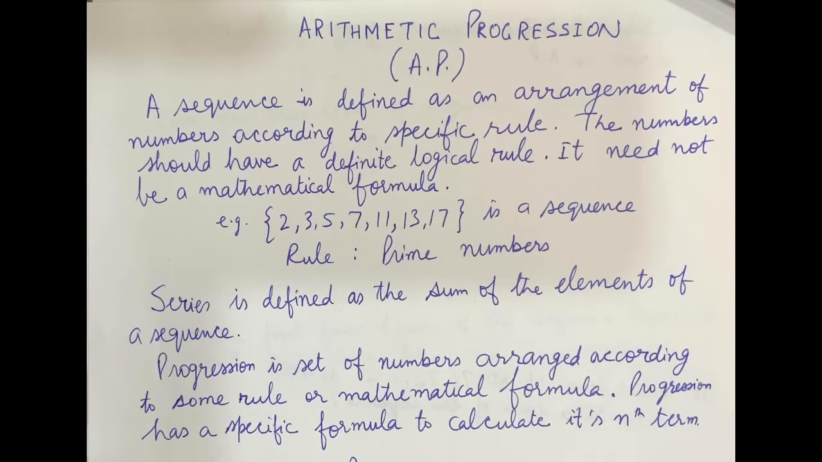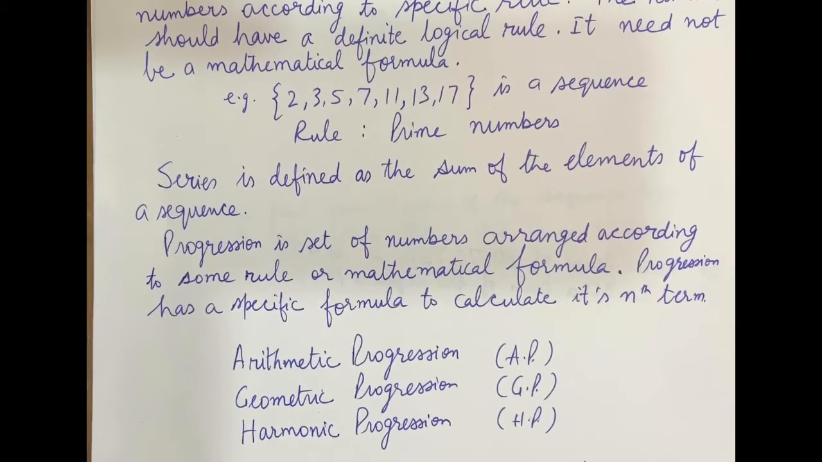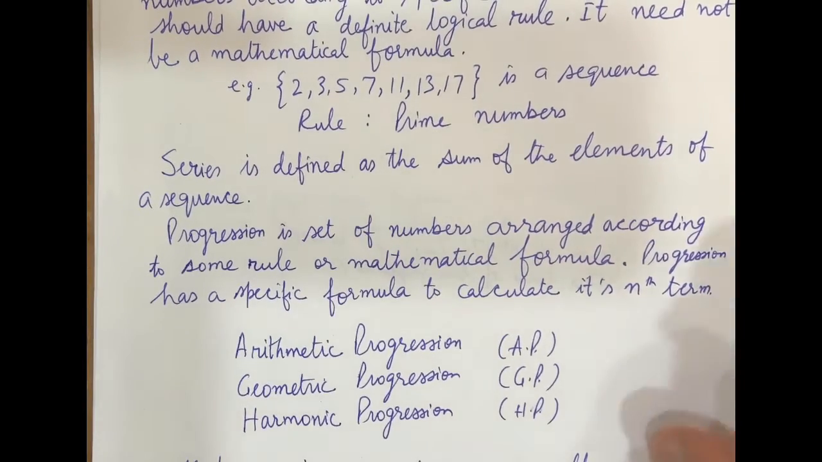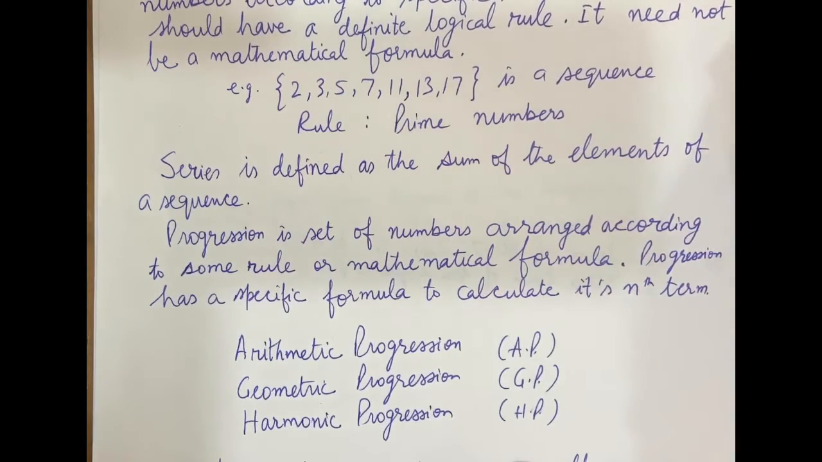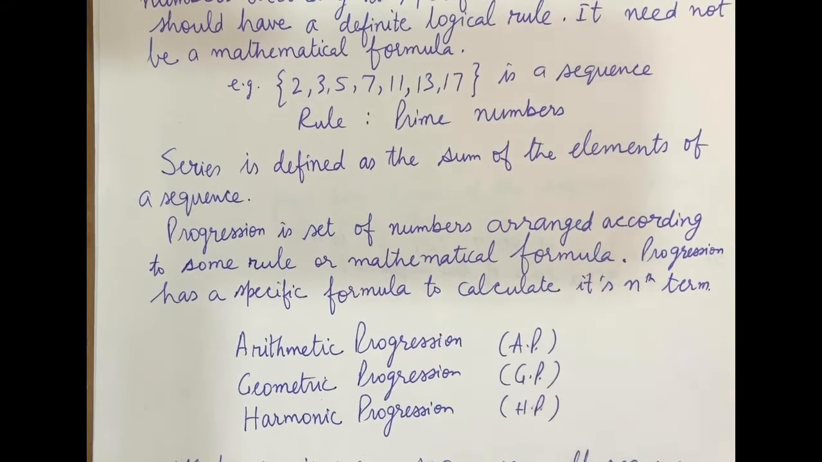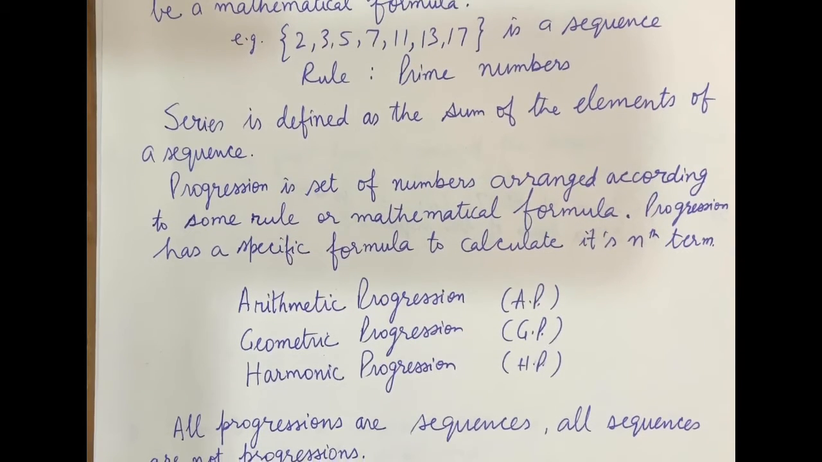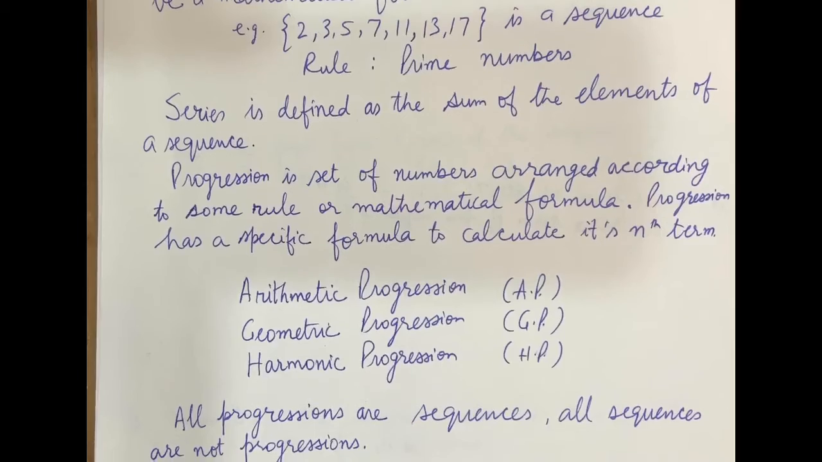Whereas a series is defined as the sum of the elements of a sequence. The next definition, progression. A progression is a set of numbers arranged according to some specific rule or some mathematical formula. A progression has a specific formula to calculate its nth term. We have three progressions: arithmetic progression AP, geometric progression or GP, and harmonic progression HP. All progressions are sequences, but all sequences are not progressions.